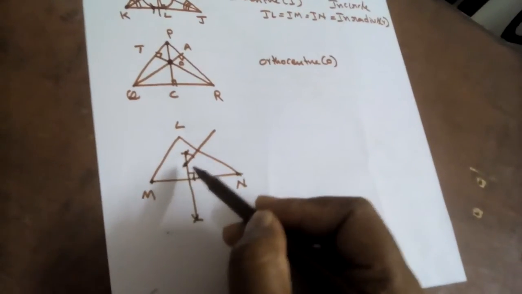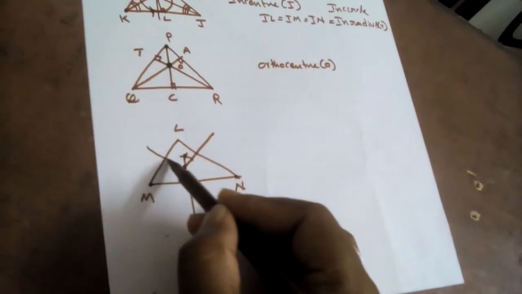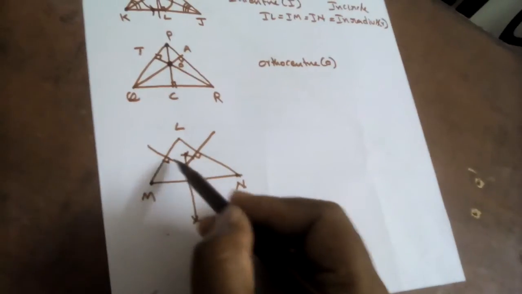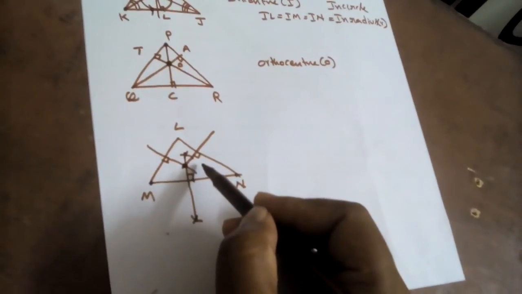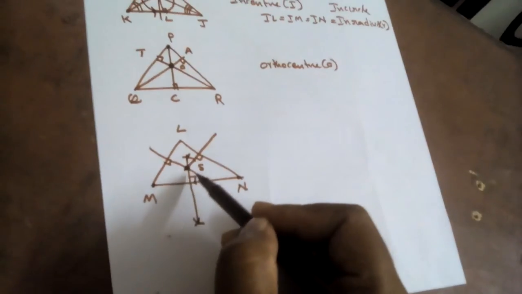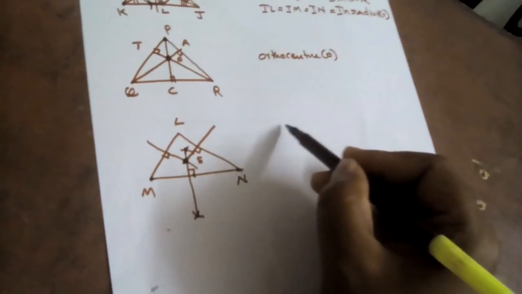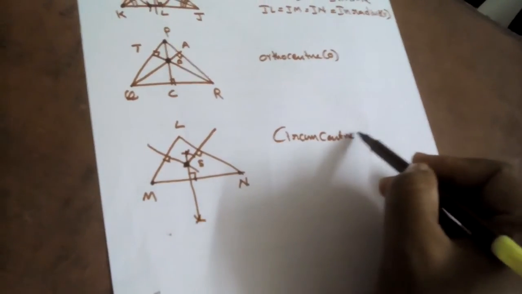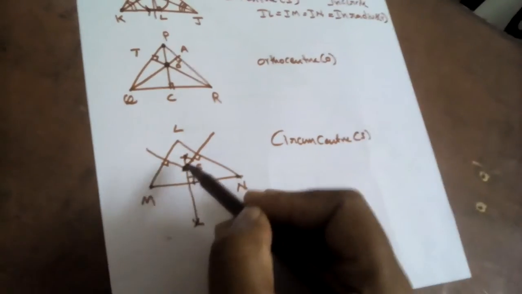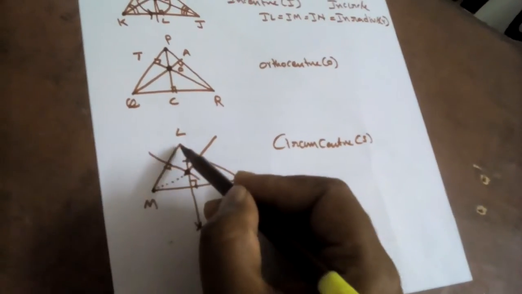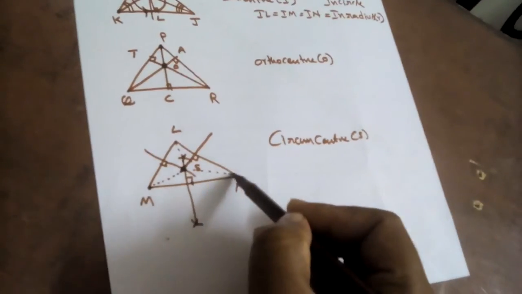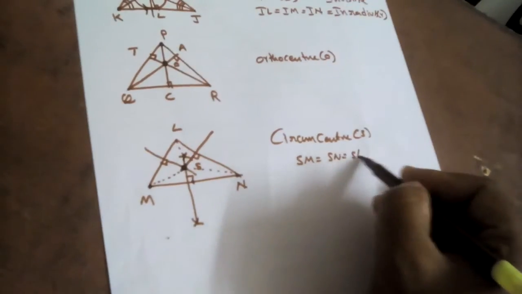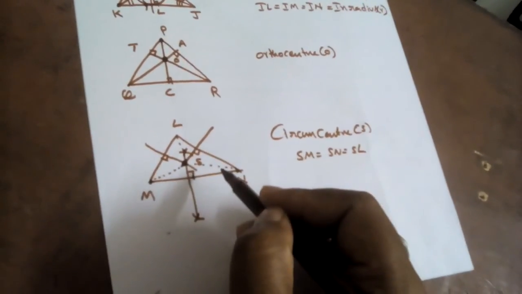Here also the great surprise is that those three perpendicular bisectors pass through the same point. That point is known as the circumcenter. The circumcenter is equidistant from all the three vertices. That is a great point we can observe. SM is equal to SN is equal to SL. Why it is happening we will discuss in another video.